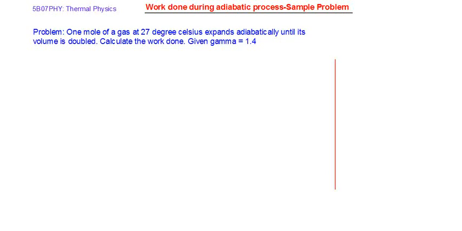So we shall do a problem based on adiabatic process. 1 mole of a gas at 27 degrees Celsius expands adiabatically until its volume is doubled. Calculate the work done. Given gamma is equal to 1.4. So let's try to analyze the problem.